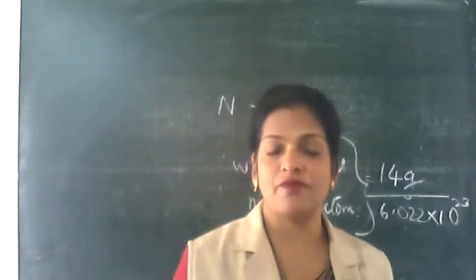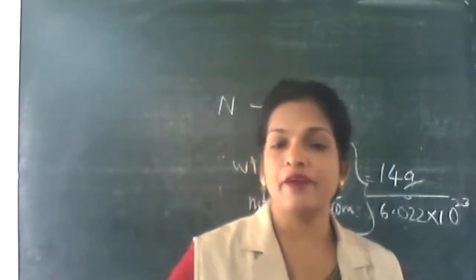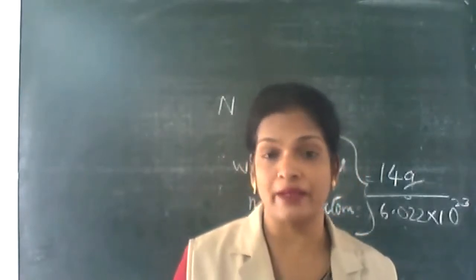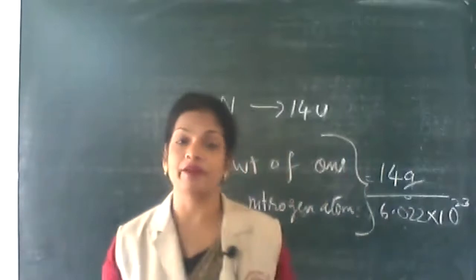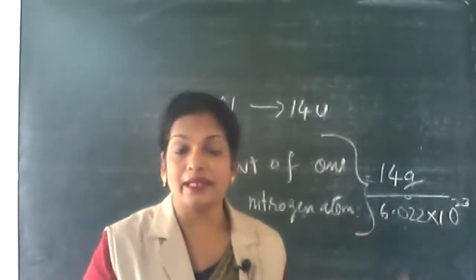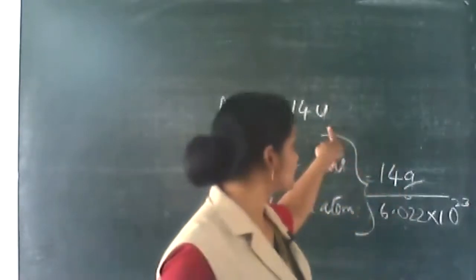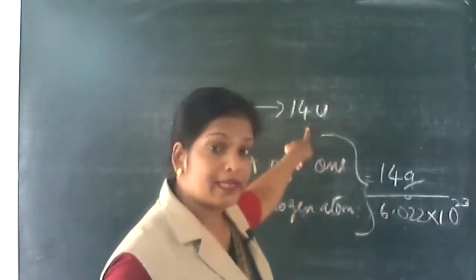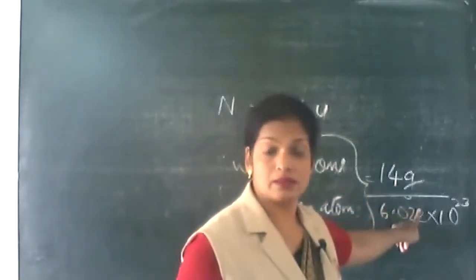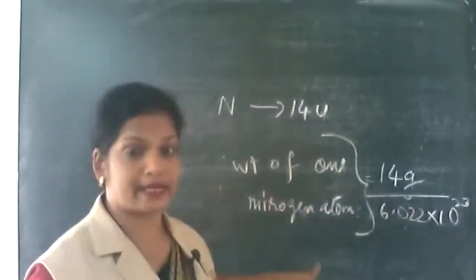Suppose the question is to find the weight of 95 nitrogen atoms. So what you have to do is multiply this by 95. So you'll get the weight of 95 nitrogen atoms. So I was telling about this relative atomic mass, and this is the molar mass, the molar mass of nitrogen atoms.